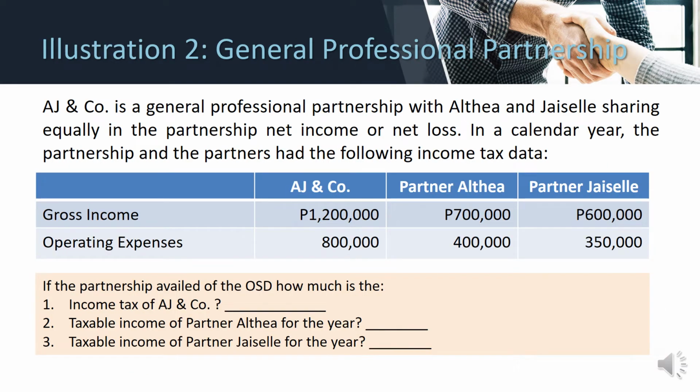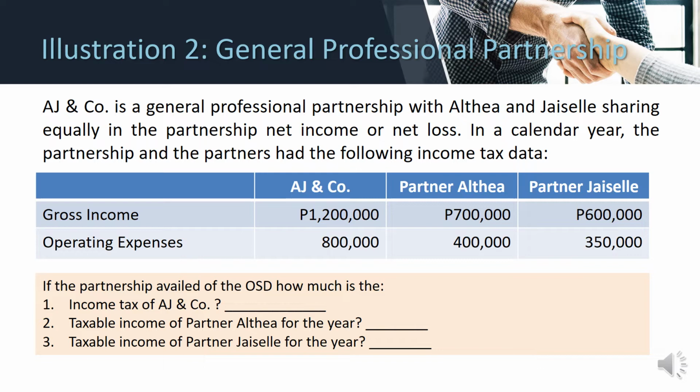Okay, so let's have an example of a general professional partnership. So let's say AJ and Company is a general professional partnership with Althea and JCell sharing equally in the partnership net income or net loss. So ang agreement nila equally yung sharing ng net income. So dahil dalawa sila, 50-50 ang sharing. So in a calendar year, the partnership and the partners had the following income tax data. So for the partnership AJ and Company, the gross income is 1,200,000 and the operating expenses is 800,000.